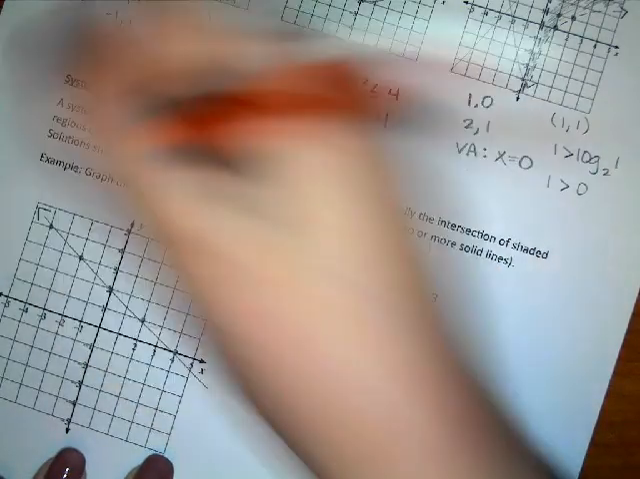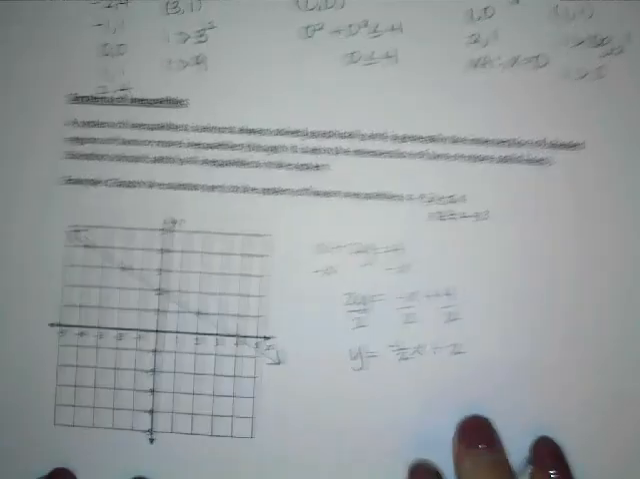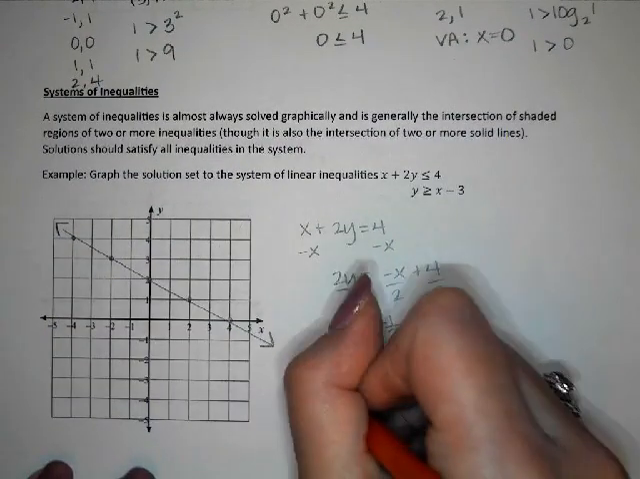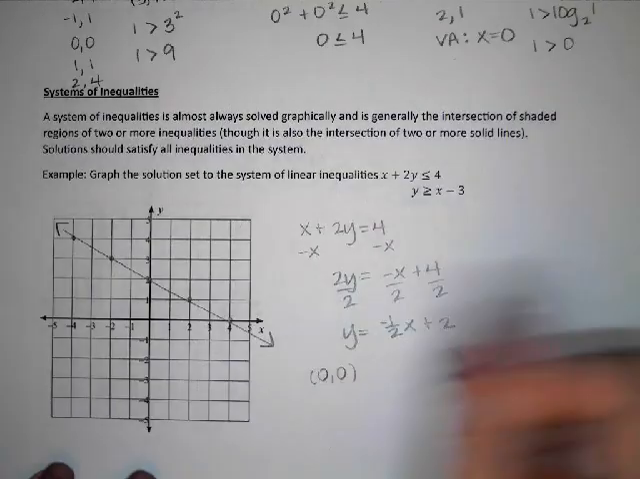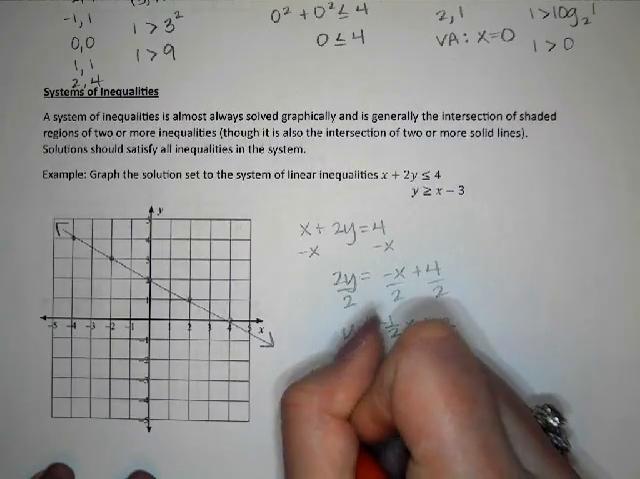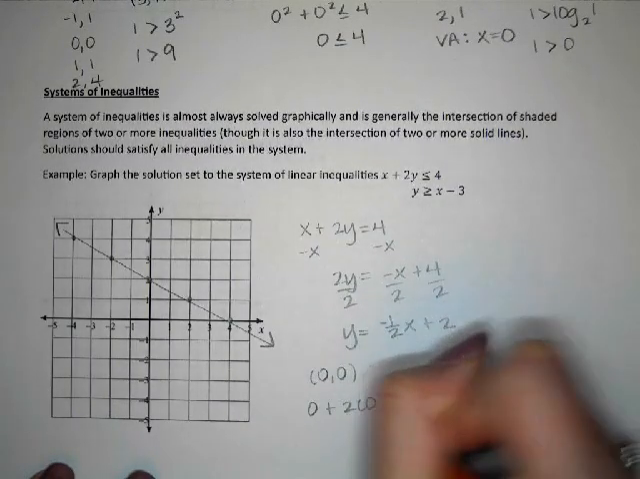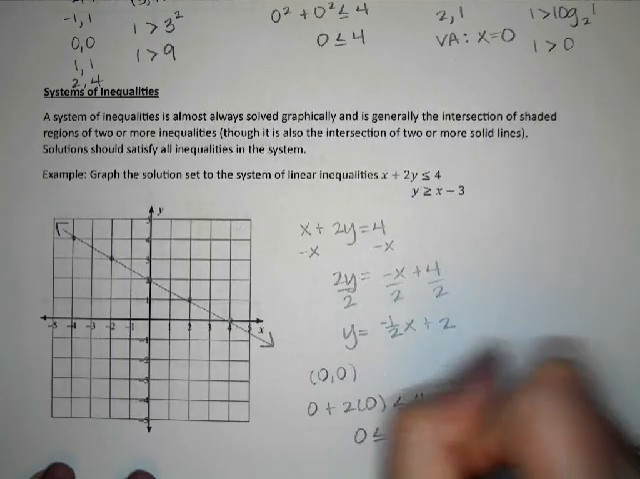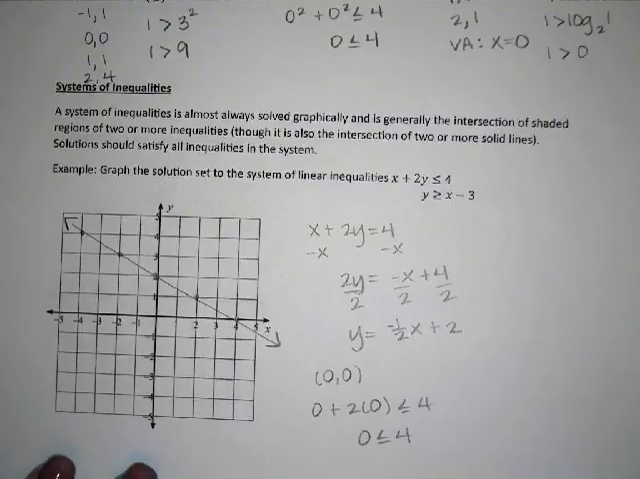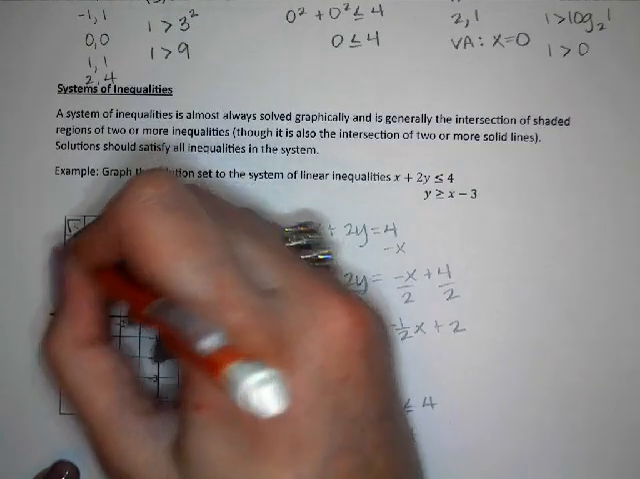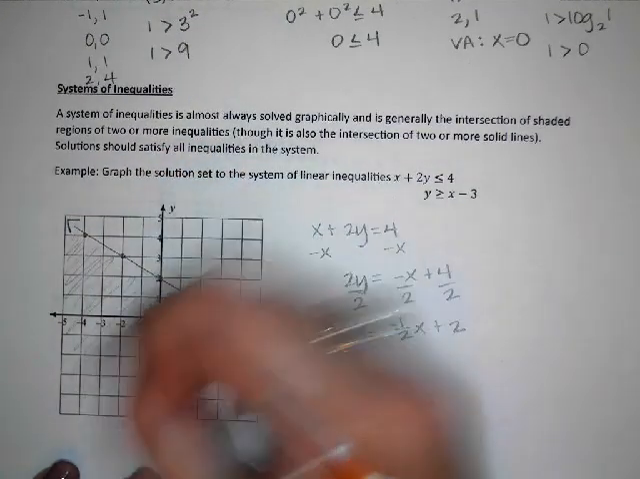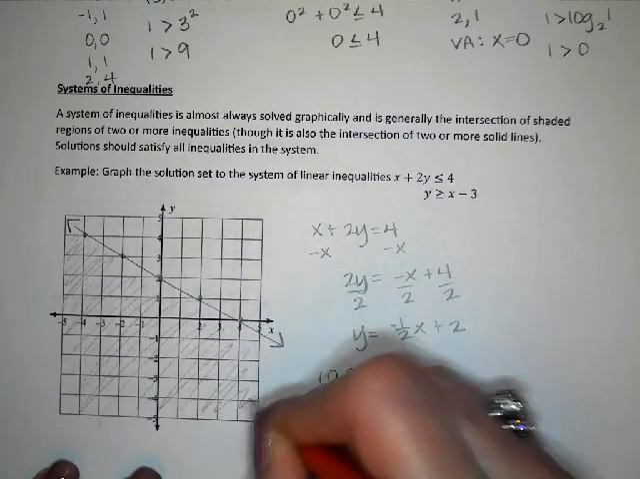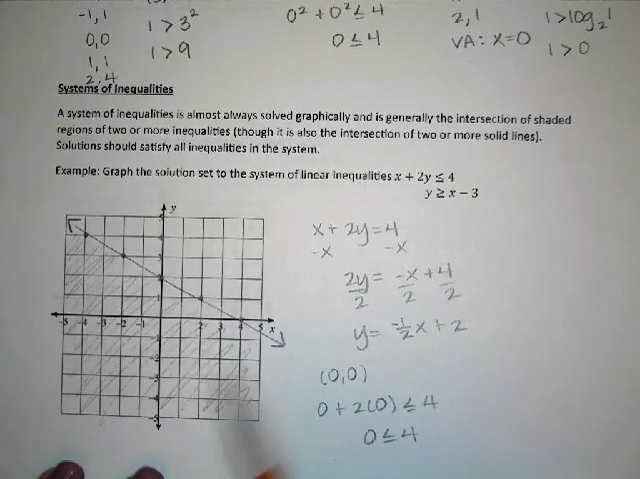And I'm going to plug in 0, 0 to see where to shade. So 0 plus 2 times 0 is less than or equal to 4. 0 is less than or equal to 4 is true. So I'm going to shade this way because that's where 0, 0 is. Okay, and when I do these, I usually do them a little bit lighter because I know I'm going to have to shade more than one time, and I want to see where the shading will overlap.